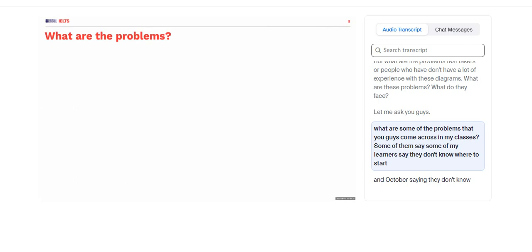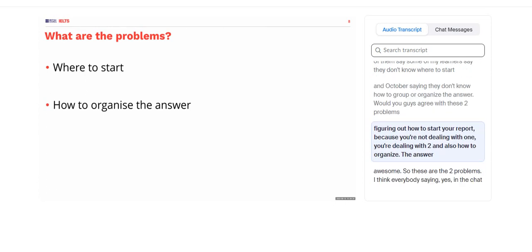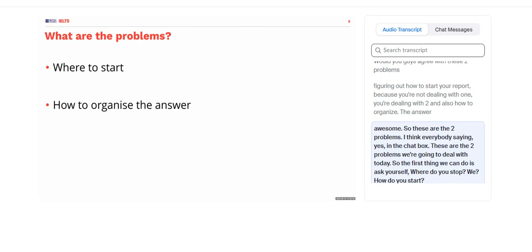In my classes, some of my learners say they don't know where to start. And Octavia is saying they don't know how to group or organize the answer. Would you guys agree with these 2 problems? Figuring out how to start your report, because you're not dealing with 1, you're dealing with 2, and also how to organize the answer. Awesome. So these are the 2 problems. I think everybody's saying yes in the chat box. These are the 2 problems we're going to deal with today.